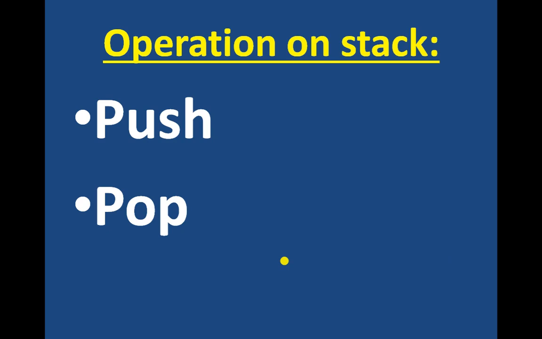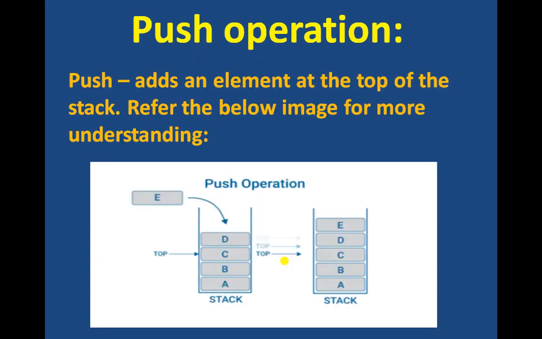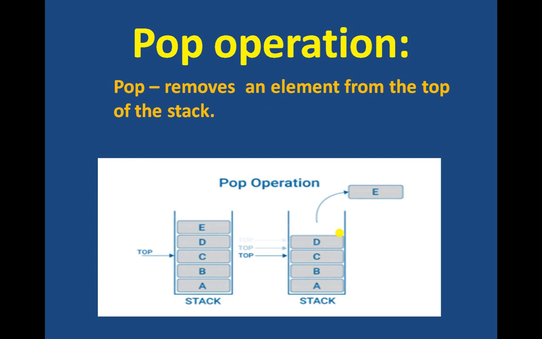Now, operations on stack. There are two operations, that is push and pop. Now what is the push operation? Push adds an element at the top of the stack. In this image you can see there is a stack of A, B, C, D. You want to insert an element E. So E will become the top now. Now the stack will become this one. E is also inserted, so E becomes the top. This is your push operation.